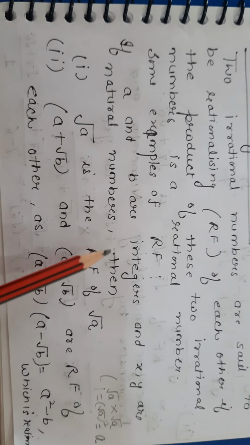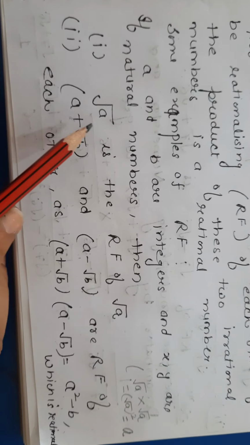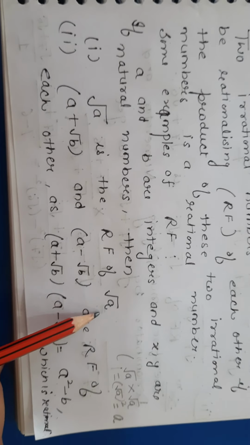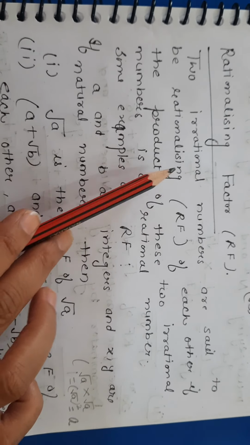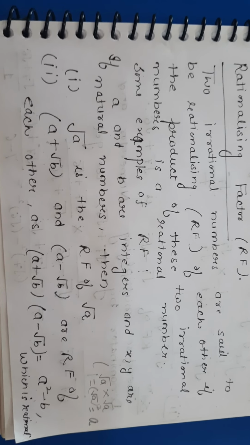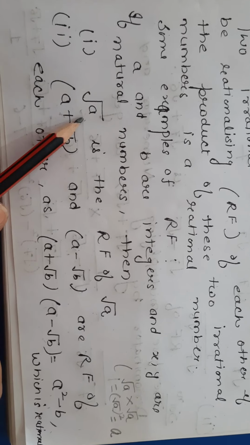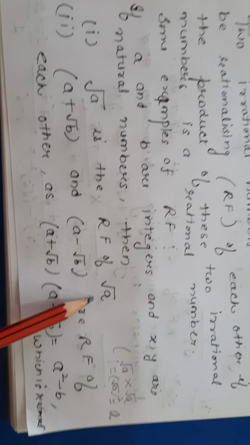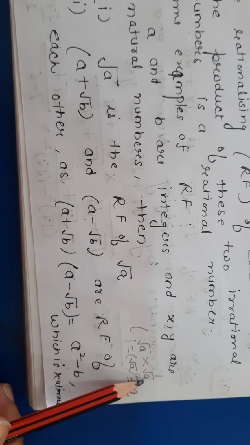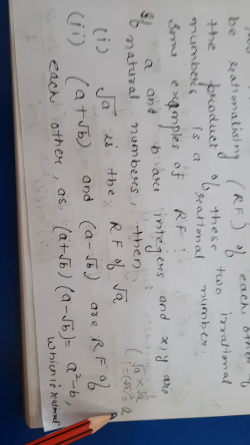Here I have taken a and b as integers and x and y are natural numbers. Then square root of a is the rationalizing factor of square root of a, because by the definition, two irrational numbers are rationalizing factors of each other when their product is a rational number. Just check your answer. Square root of a multiplied by its rationalizing factor, which is square root of a, is square root of a whole square, so this is equal to a.